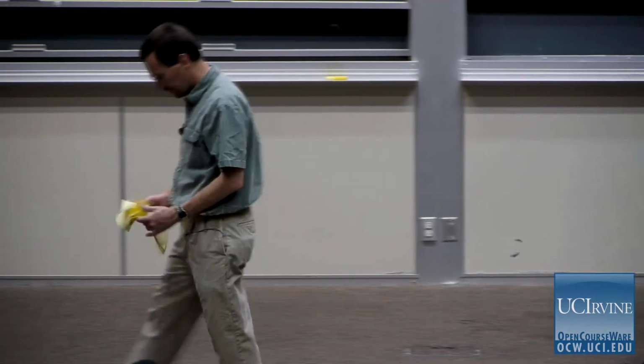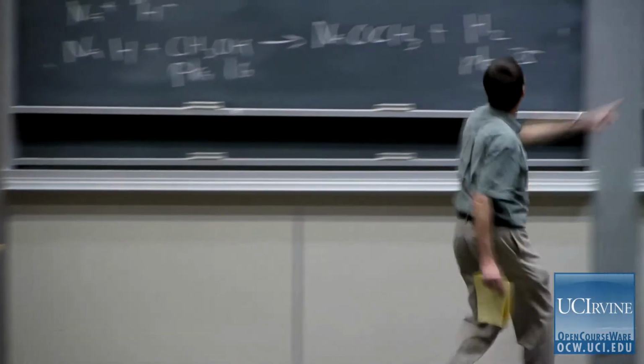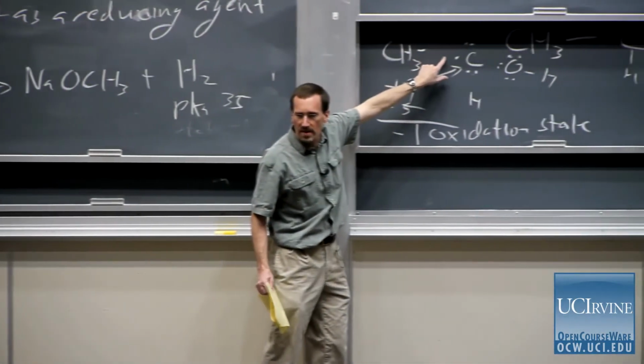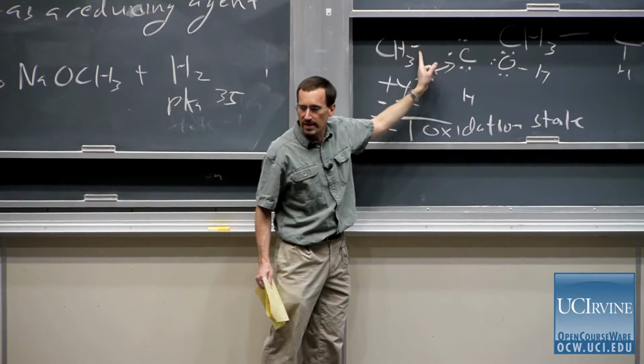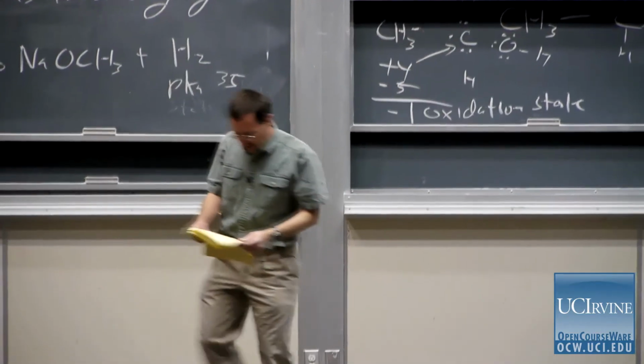Sorry. Question. So for the oxide one, why does the carbon have 5 electrons? Bookkeeping. When you have a carbon-carbon bond, you divide equally. You give 1 to each carbon in bookkeeping for oxidation.